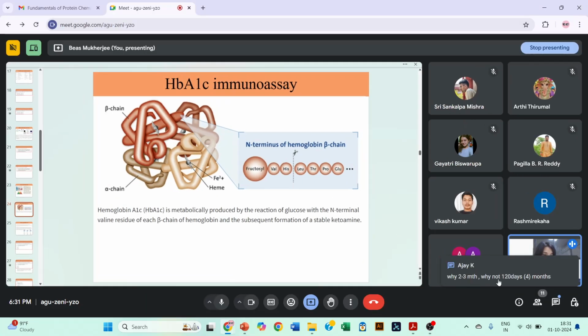Why 2 to 3 months? Why not 120 days? That is 4 months. Yes, it is technically 120 days because that is the lifetime of hemoglobin, right? So technically it is 4 months, but 2 to 3 months is taken for safety, because you don't know whether the hemoglobin molecule was just synthesized or it was already there in the blood for quite a long time, right?